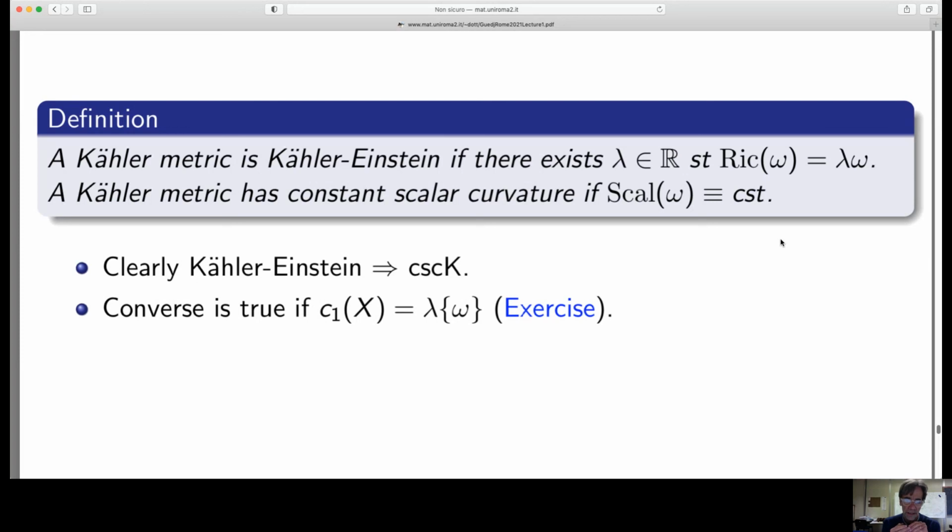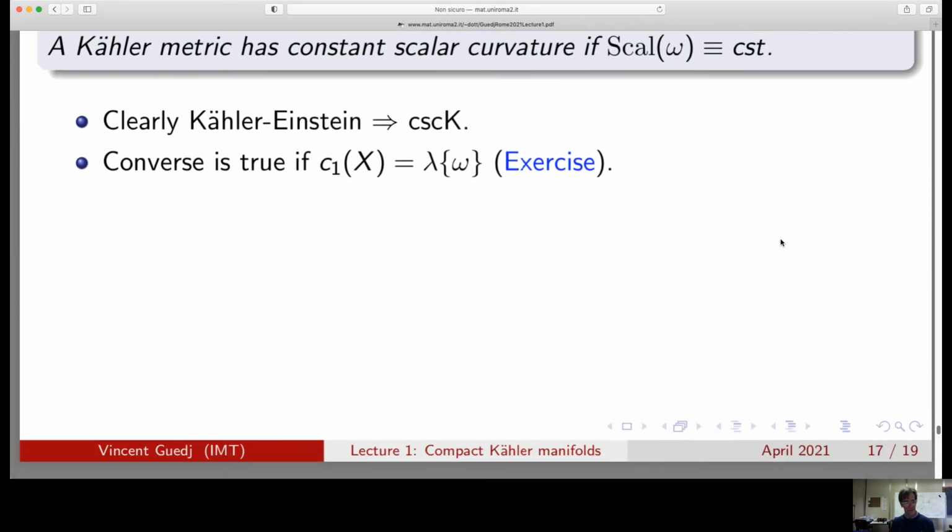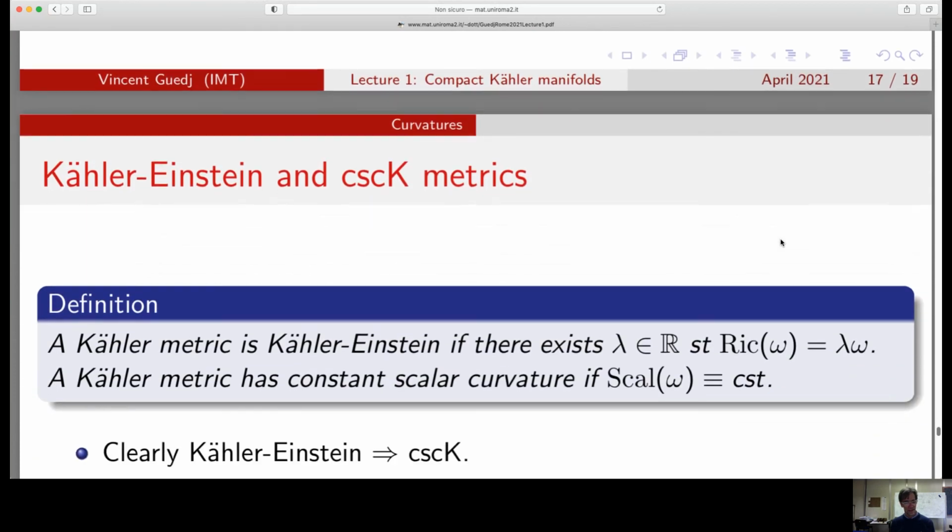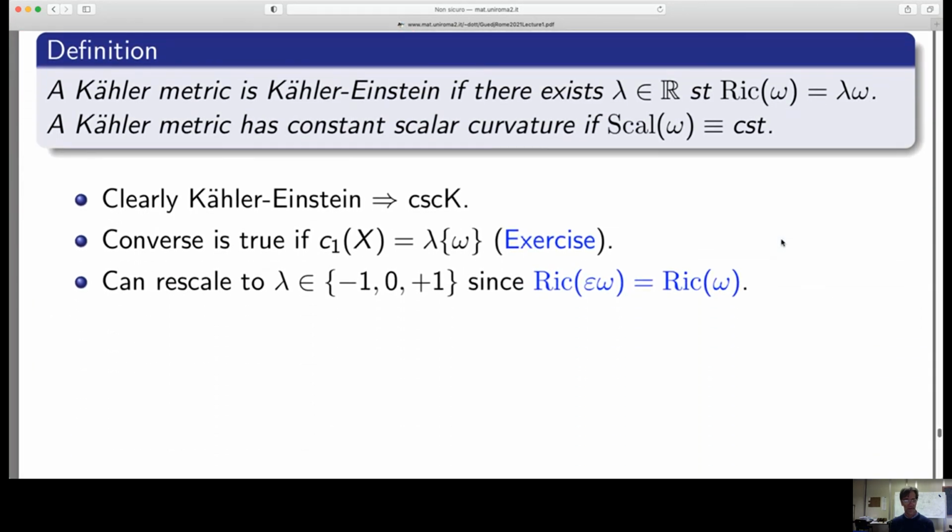But the cohomology of the Ricci is C1 of x. So we must require that C1 of x is lambda times the cohomology of omega. And if you have this topological condition plus a constant scalar curvature metric in the cohomology of omega, then this will be Kahler-Einstein. However, another point is that you can rescale the metric so that the Ricci of a multiple of omega is equal to the Ricci of omega. Then you can rescale the metric and require that lambda is 0, 1, or -1.